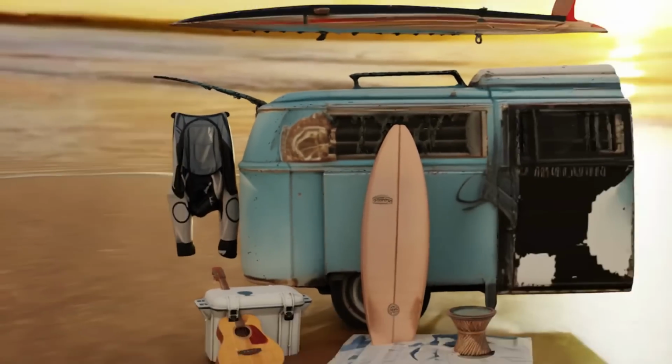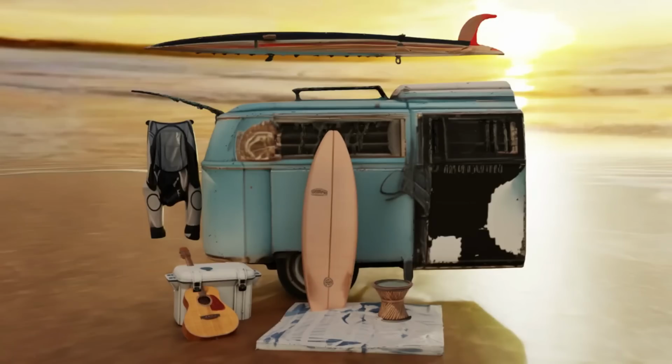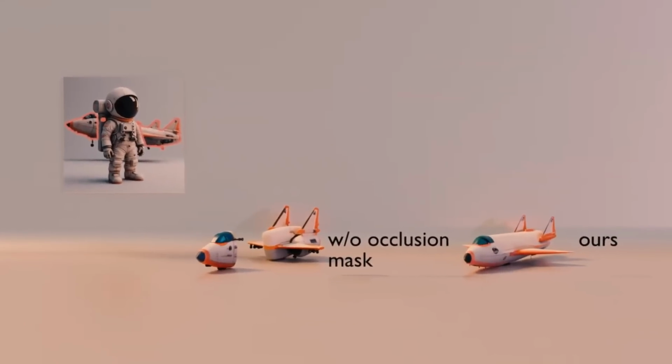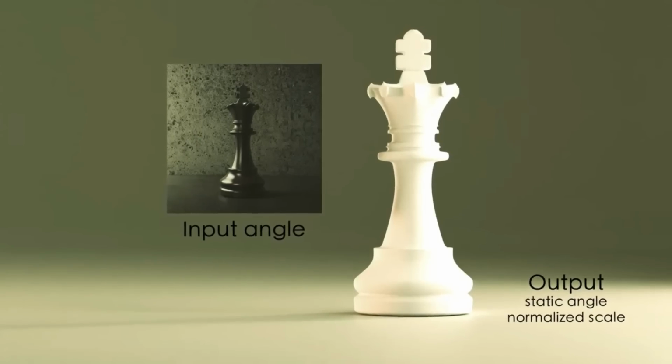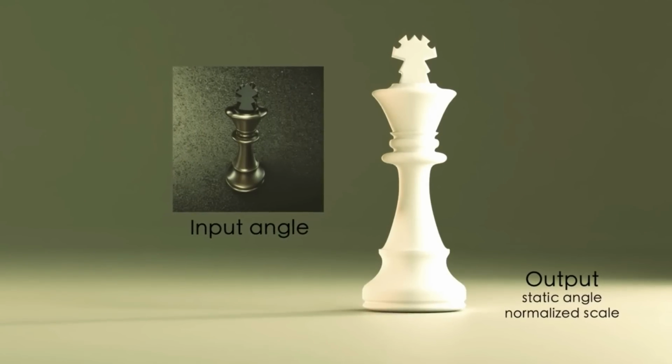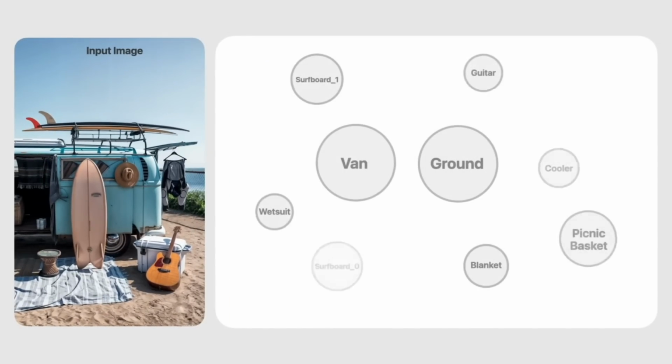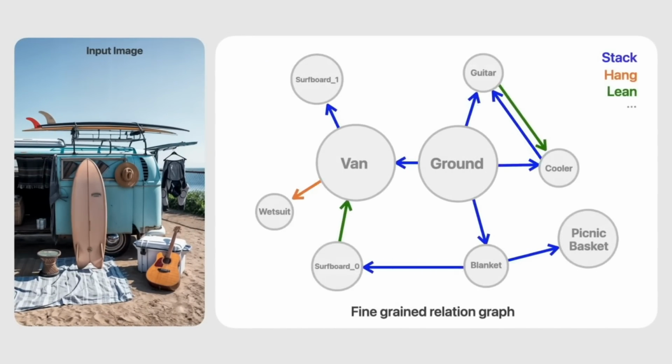It then creates a 3D model of each object in the scene. And even if some parts of the object are obstructed in the image, this AI is able to guess what those parts would look like and fill in the blanks. And finally, it also makes sure the objects in the scene interact realistically with each other. So how it does that is it maps the relationships of the objects in the scene using a relation graph. So for example, here the guitar is leaning on the cooler and the wetsuit is hanging from the van, and so on and so forth.